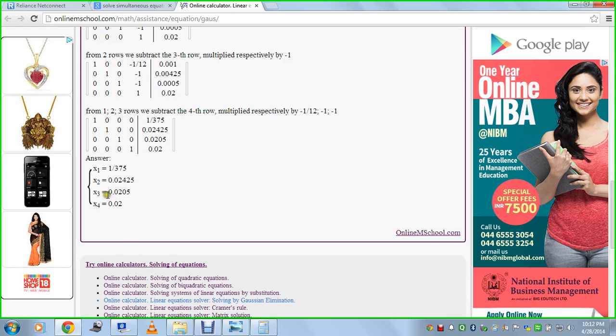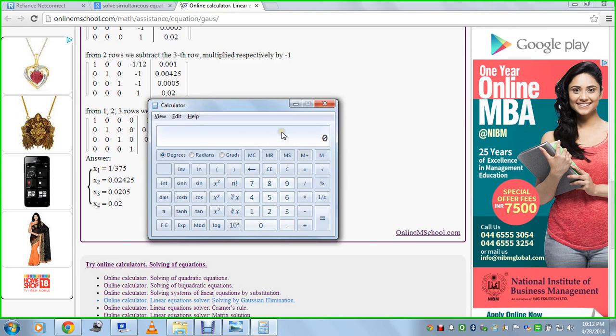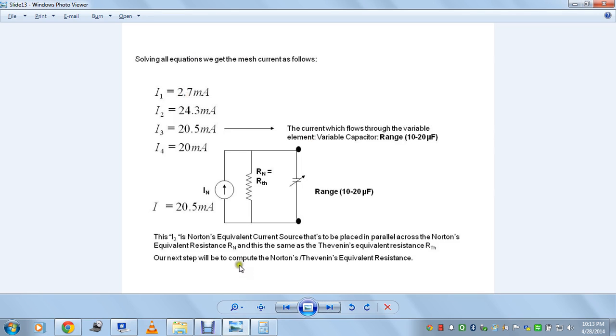Now here, x1 is 1 by 375. When you divide 1 by 375, it is 0.0026 amps, which when multiplied by 10 to the power 3 gives the answer in milliamps. So it is 2.67 milliamps, approximately 2.7 milliamps. So that's what I have written here, 2.7 milliamps.